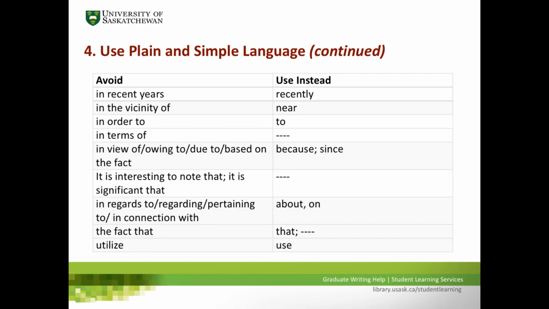In regard to, regarding, pertaining to, in connection with. These can just be shortened to about or on very, very easily. The fact that, either use that or avoid it. And utilize, a lot of students use utilize. Why? Why not just use a simpler use?